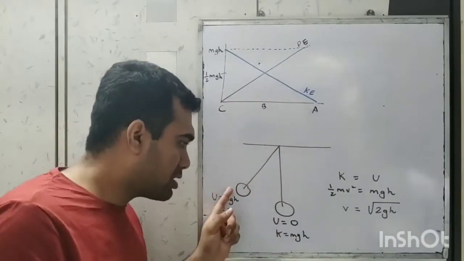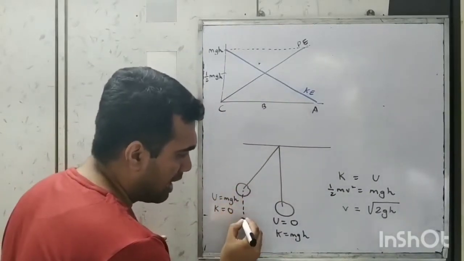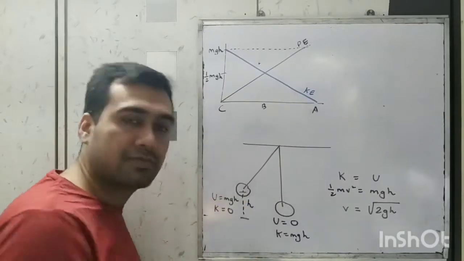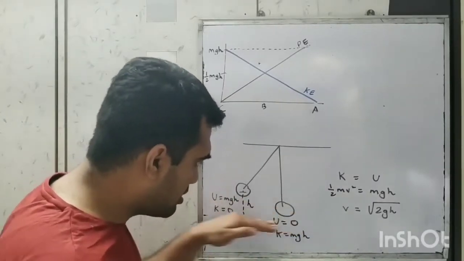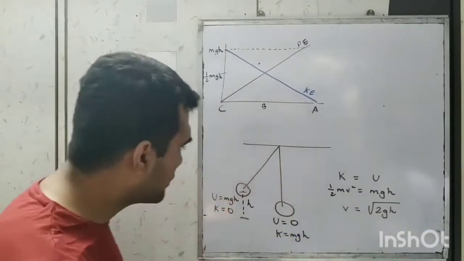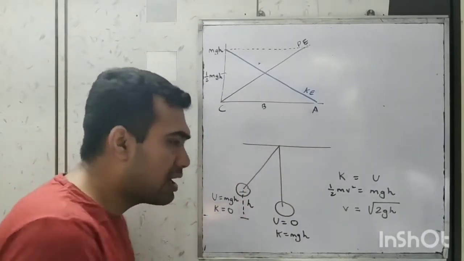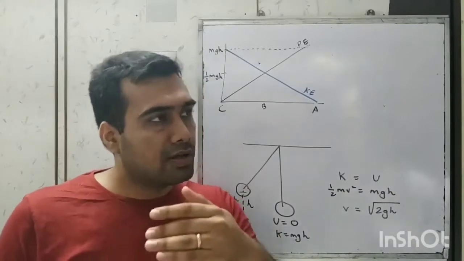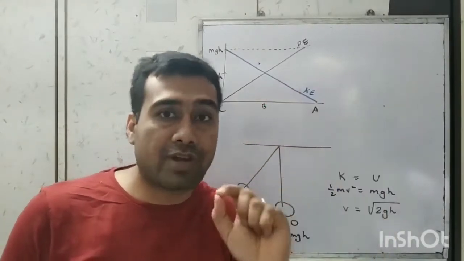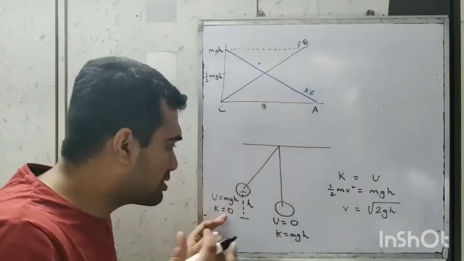At the extreme position, the bob is at a particular height. Let's say h. We consider the mean position as height 0. So the bob at the extreme position has some potential energy, which is mgh, and initially it is at rest, or every time it reaches the extreme position, it is at rest for that fraction of a second. So the kinetic energy is 0.